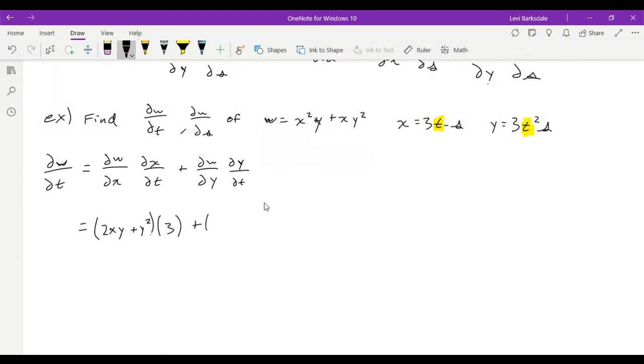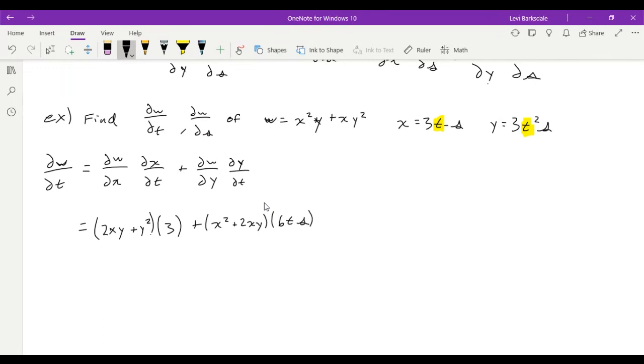Next, we add the change in w with respect to y, dw/dy. We get x squared plus 2xy, multiplied by the change in y with respect to t, which we get 6ts.